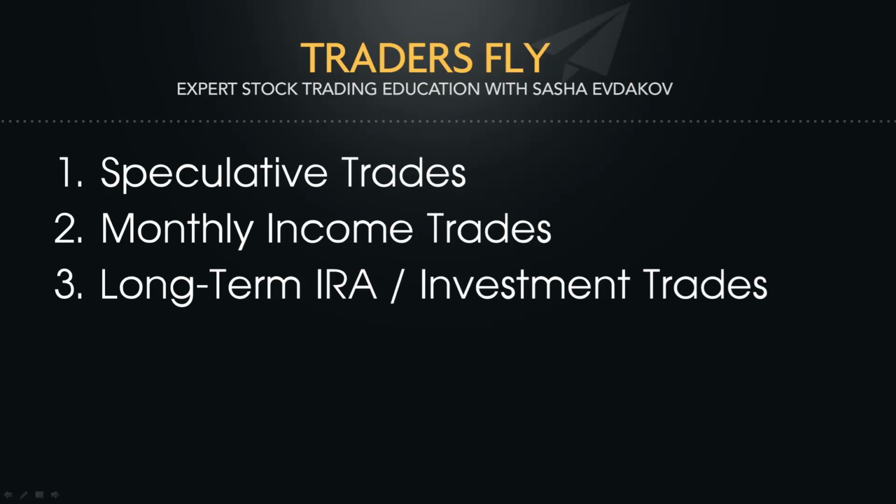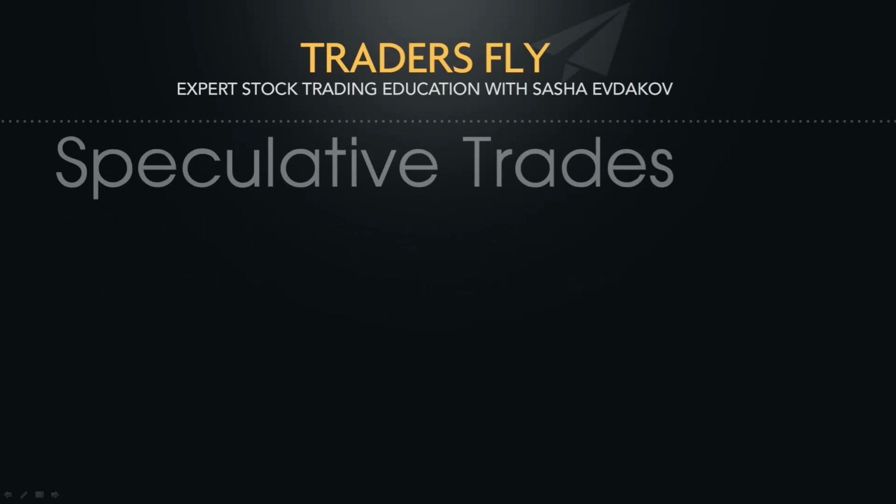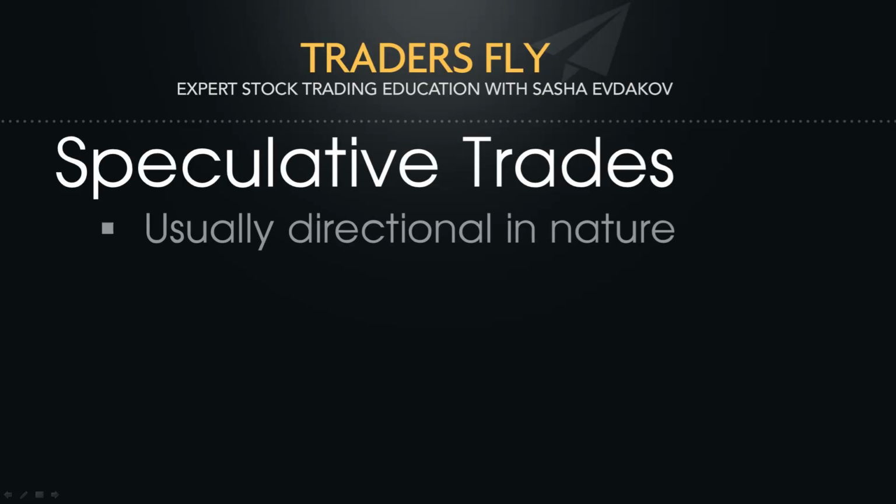Speculative is things that you're looking for on one direction or another. Monthly income is something that's a little more consistent. And long-term IRA investment trades are, again, a little bit more long-term, but also for the long haul for your retirement. Now, when you're trading and you're looking at the speculative trades, usually they are directional in nature.